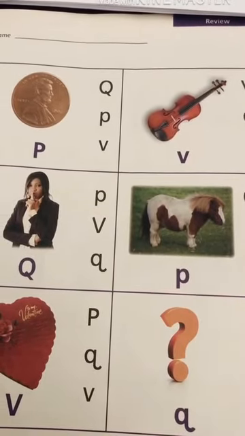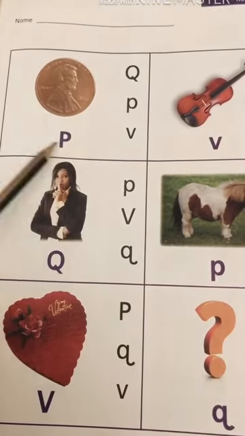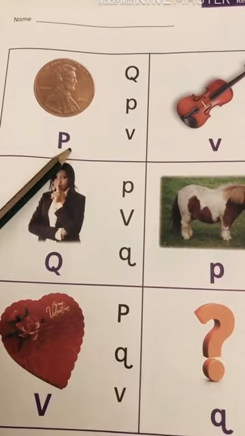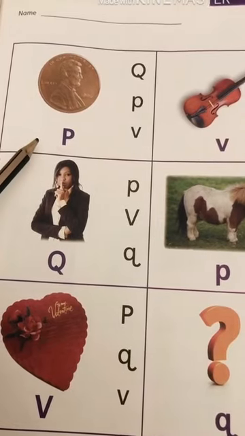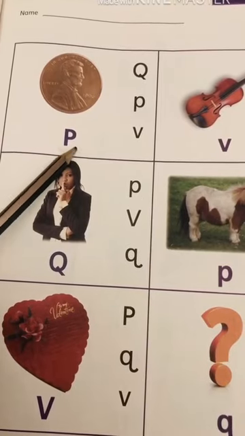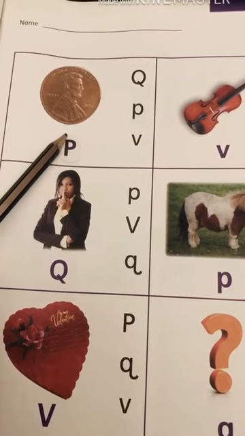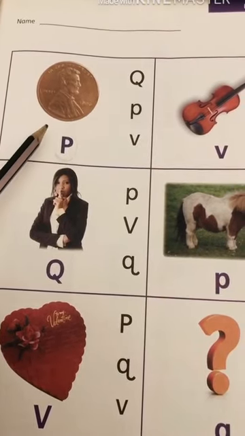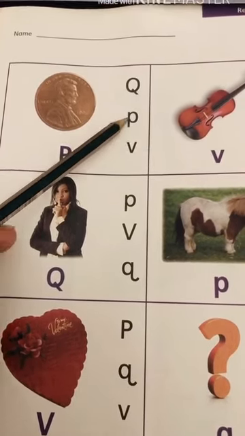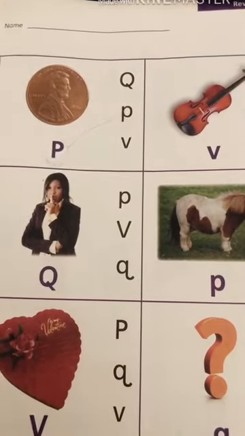Okay, let's start. Now, put your finger on the first picture. Look at the letter here. What is this letter? Very good. This is the letter P. Now, circle it, please, and let's look for its partner. Great job. So, draw a line from the uppercase P to the lowercase P.